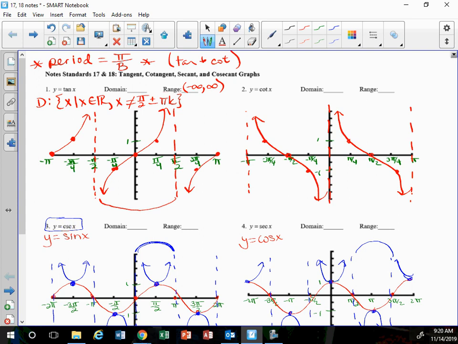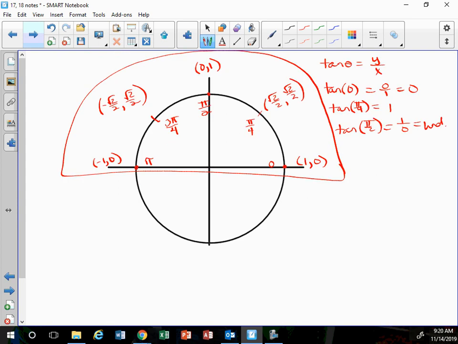How do we do? Good? We're okay? Kind of okay? Anybody going, what in the world? Why is that so different than tangent? Please ask me if you're lost on any part of that. All I'm doing is thinking about the circle and doing x over y instead of y over x.